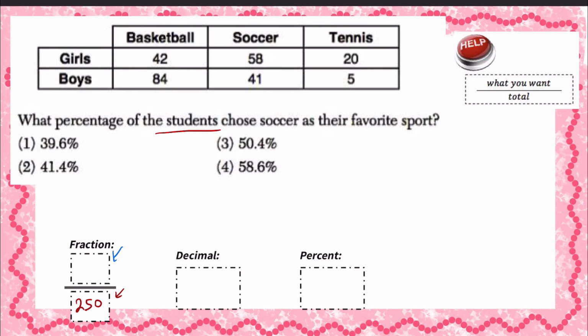Now, what type of number should go in the top of my fraction? The basketball, the soccer, the tennis, the boys, the girls? I'm focused on the soccer people. So 58 girls and 41 boys. Add those up, what do you get? That would be 99. What is 99 over 250 as a percent? 99 divided by 250, you get 0.396. Convert that to a percent, 39.6%. All right, I will stop.